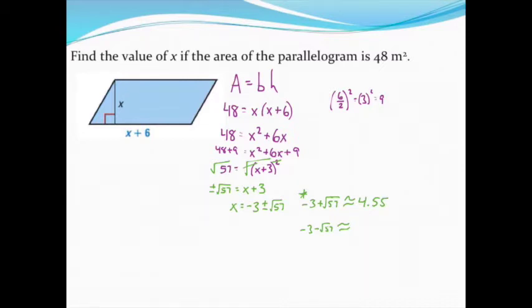And so what that's going to tell me is I can't use that value. I can't have a negative answer because x represents the side of a parallelogram, or the height of a parallelogram. So in this case, 4.55, or negative 3 plus the square root of 57, is my only value. Also, I'm going to include a label with that. Since this is a distance, I'm going to put meters with that label. So that's the answer I'll give.